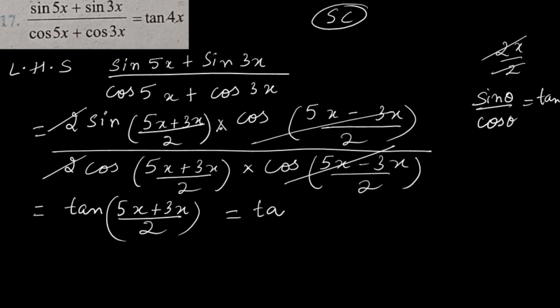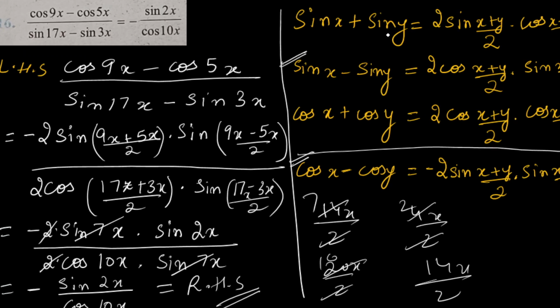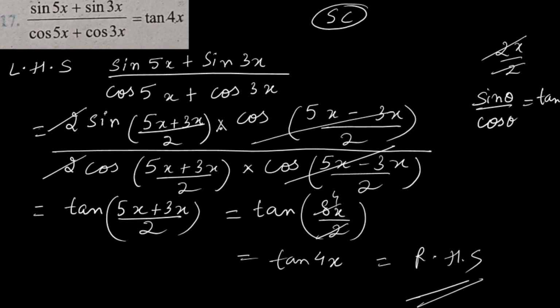Now the angle also let's simplify. 5x plus 3x is 8x. 8x by 2, if we divide, we'll get tan 4x, which is at the right hand side as well. So this was very simple. If you know these four formulas, easily you will be able to do it. Let's do question number 18th now. Again, same type of question.